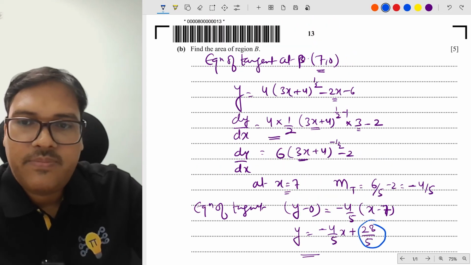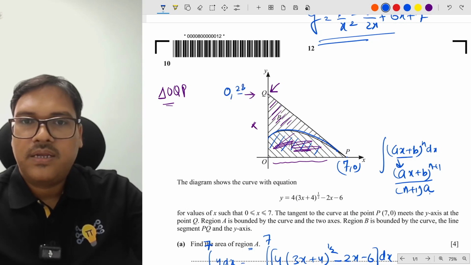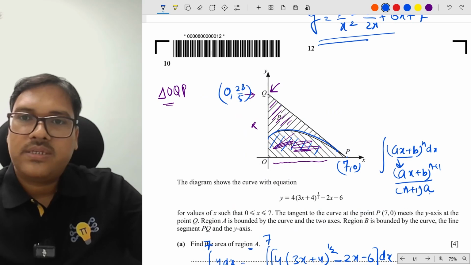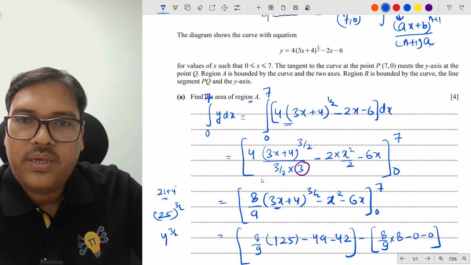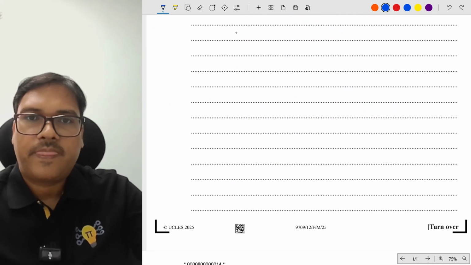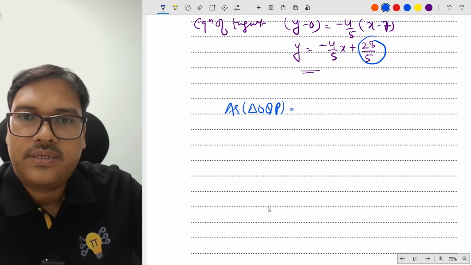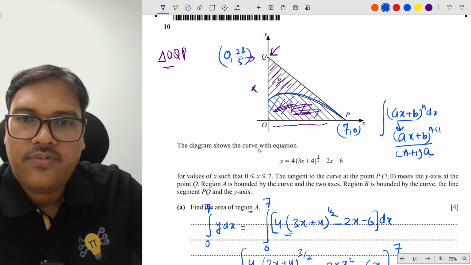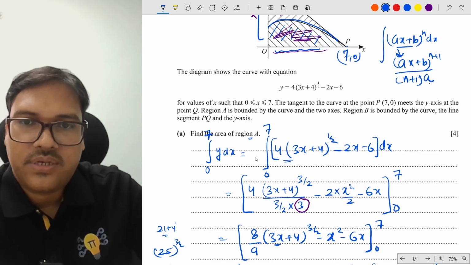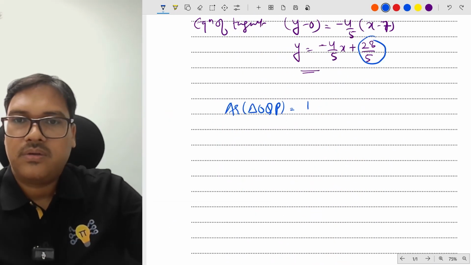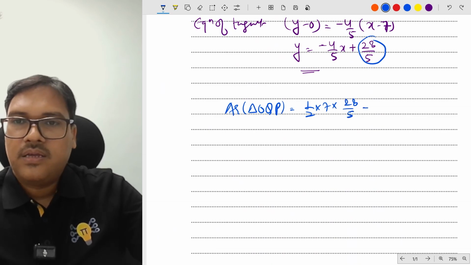So if the y-intercept is 28 by 5, now you can see this is (0, 28 by 5). So what is the area of B? Let me write the area of triangle OQB. This area will be equal to half base, which is 7, into height 28 by 5. So this is half into 7 into 28 by 5. That is the area of the triangle, right?